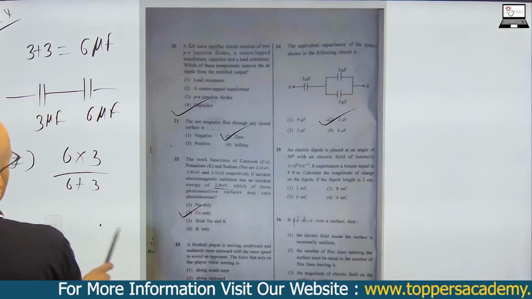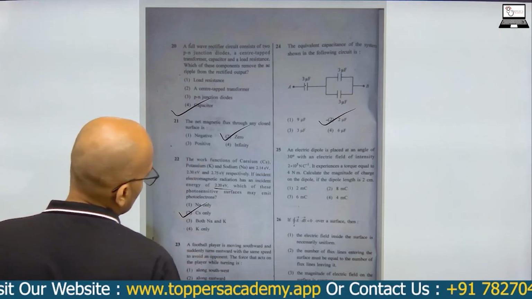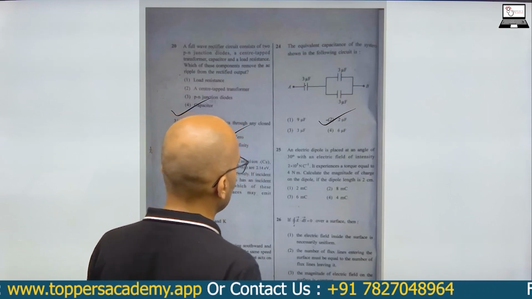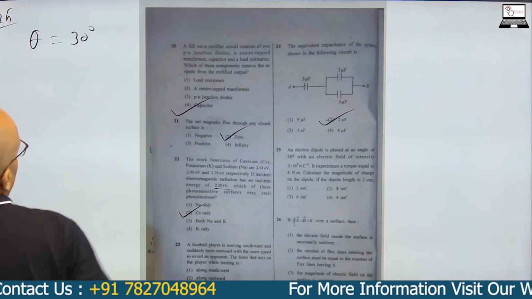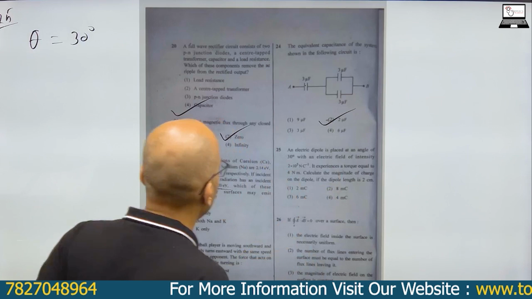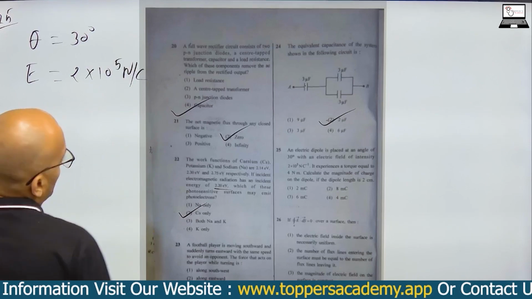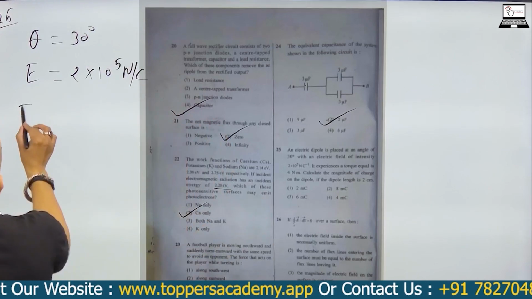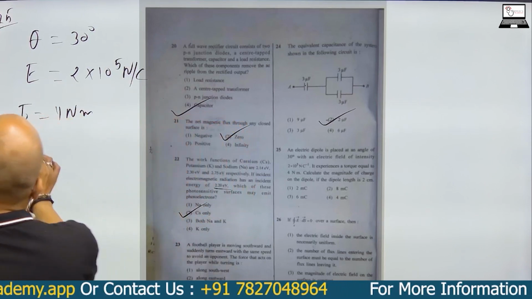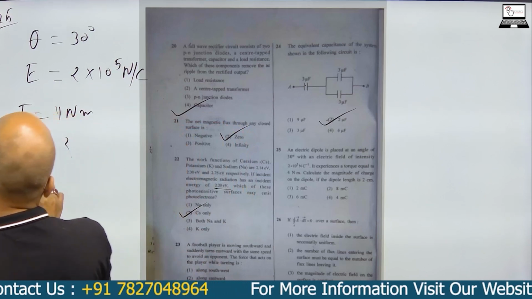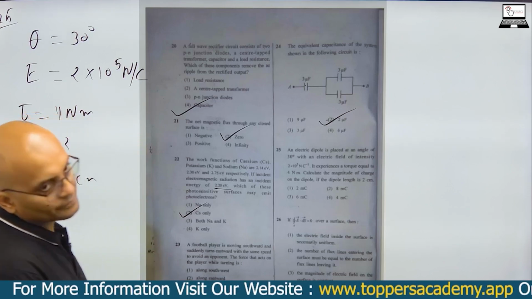Next question. Nothing there to explain, questions are so easy. An electric dipole is placed at an angle of 30 degree in an electric field. The intensity of the electric field is given as 2 into 10 to the power 5 Newton per Coulomb. It experiences a torque of 4 Newton meter. We need to find the magnitude of the charge Q, if the length of the dipole, 2L, is given as 2 centimeter.